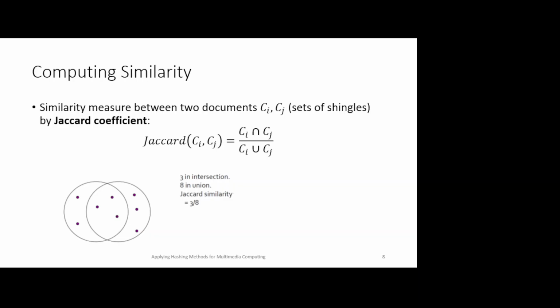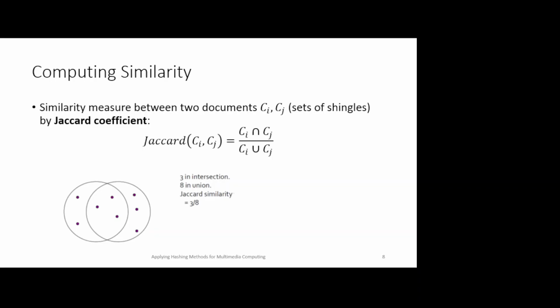Then we track several shingles, and for two documents, Ci and Cj, each one we have already represented as a set of shingles. How do we measure their similarity? Here we use the Jaccard coefficient. The Jaccard coefficient is expressed like this: the numerator is Ci intersection Cj, and the denominator is Ci union Cj.